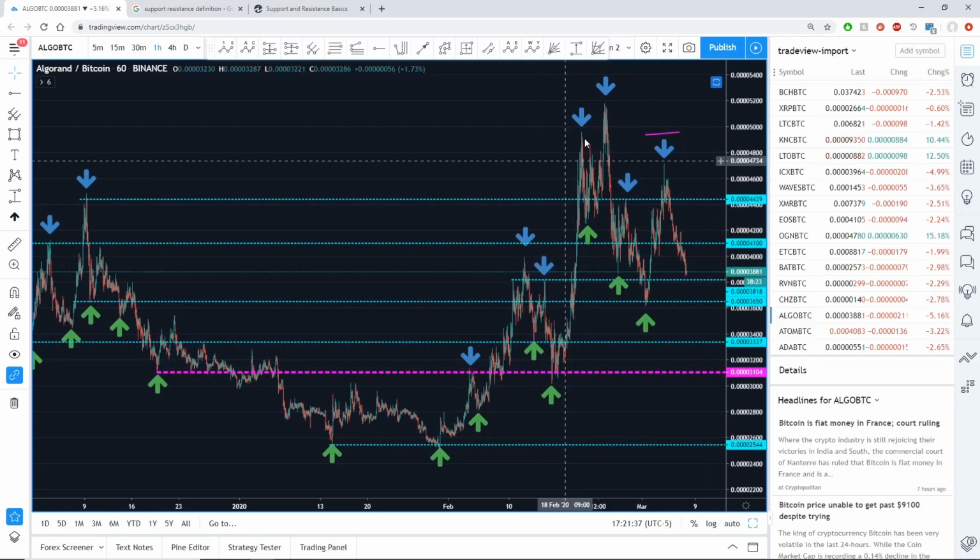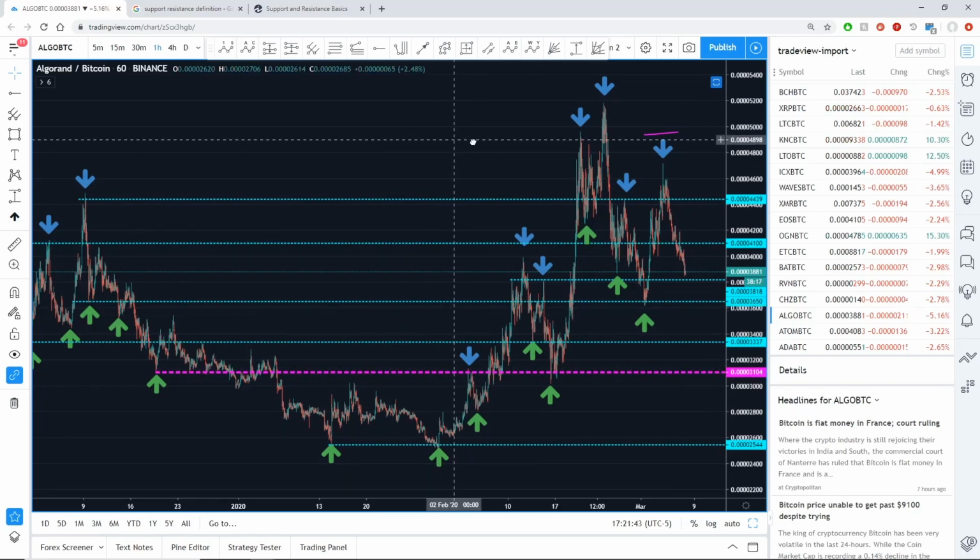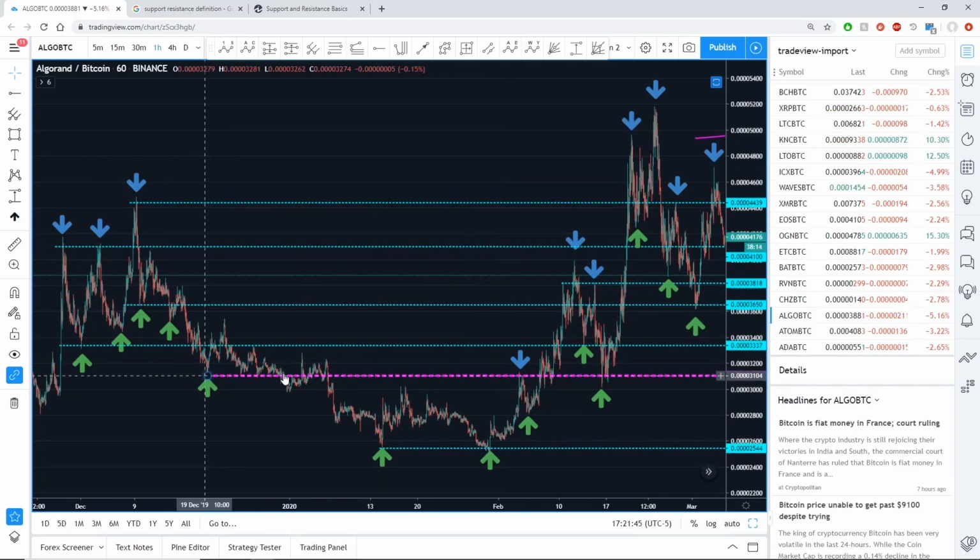Now, will the same exact thing happen when we come down and touch it again? If we ever do, maybe, or it might not, but probabilities are in our favor that these support and resistance lines do tend to repeat each other over and over.